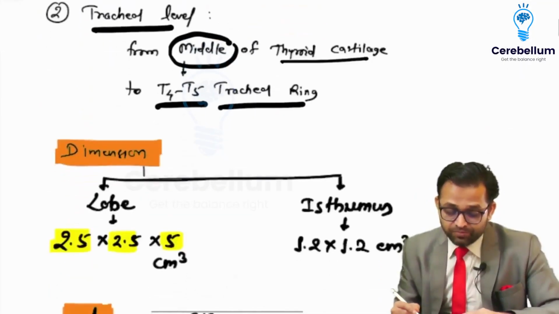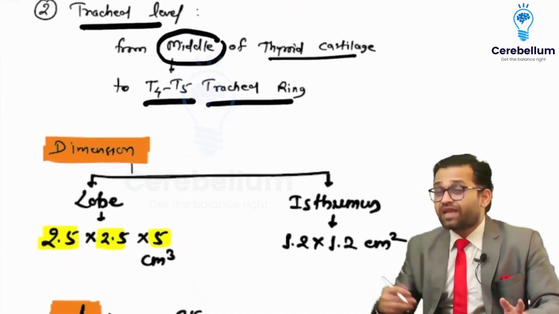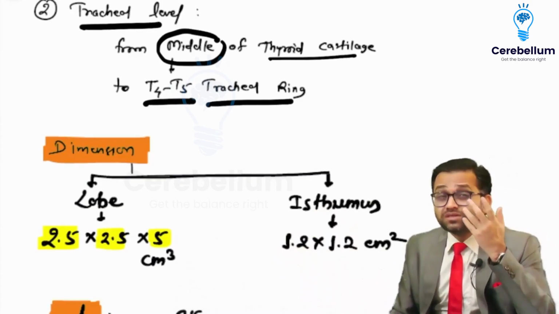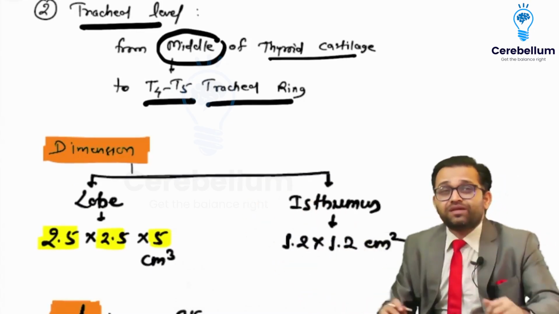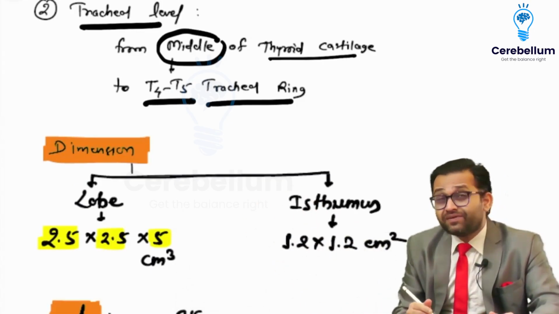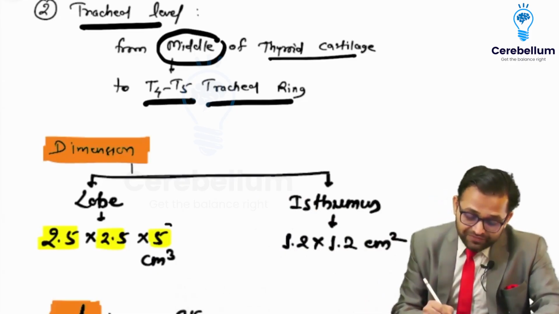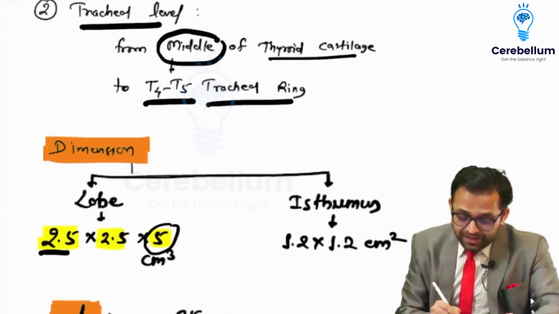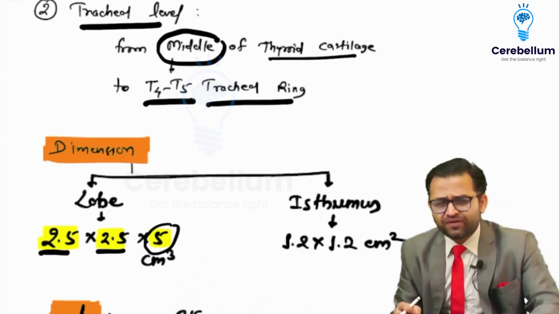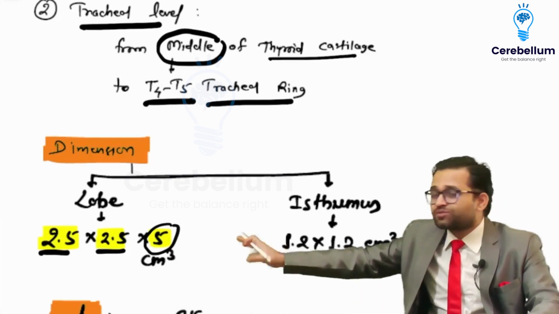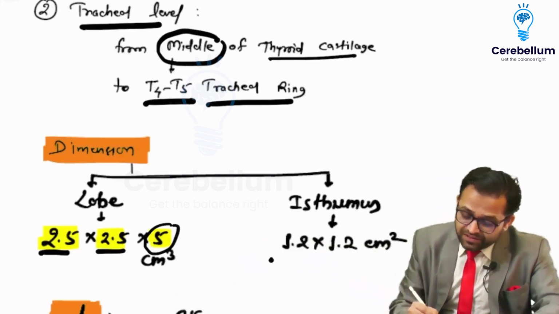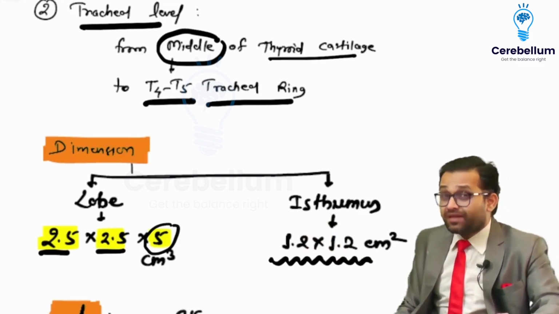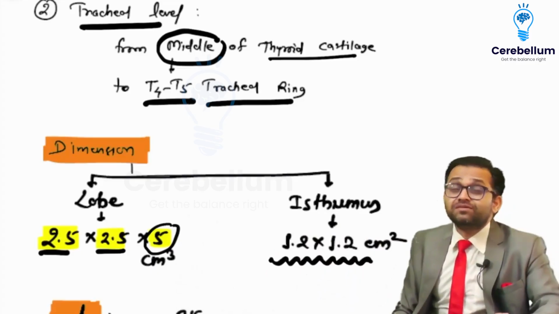One very, very important point. Sometimes this dimension may help. Direct questions are not asked, but for surgery it will be important. What is the dimension? In an easy way you can remember, sir, it has a dimension of 5 centimeter length, and the width and depth are 2.5 and 2.5 centimeter. I gave approximate values, no need to mug up. And the isthmus is the narrow part which has 1.2 centimeter length and 1.2 centimeter width.